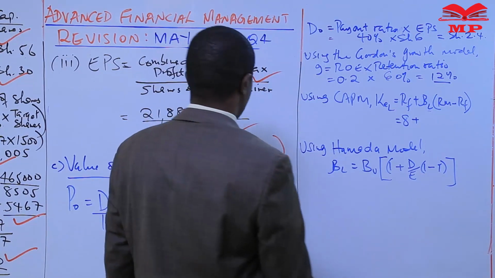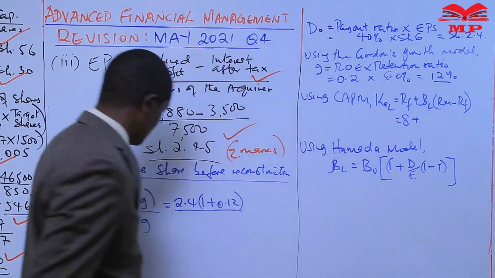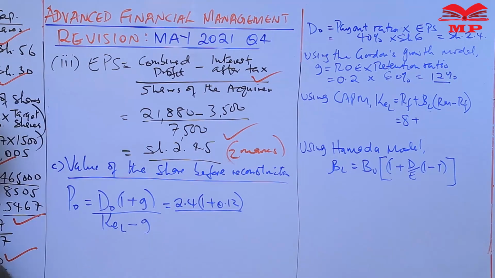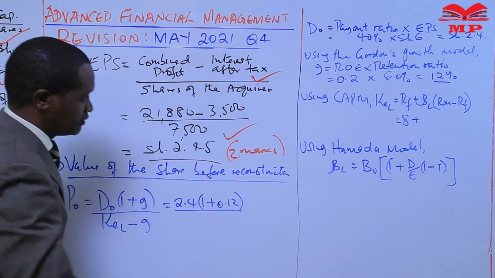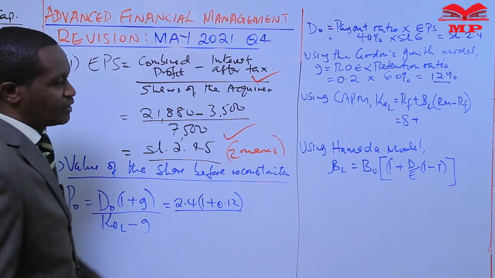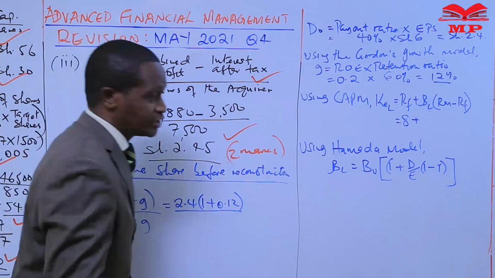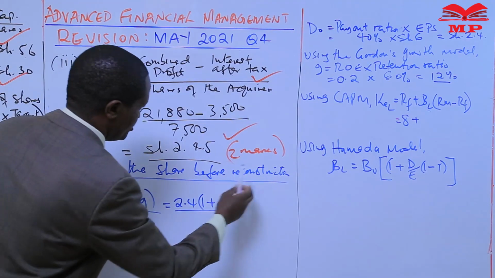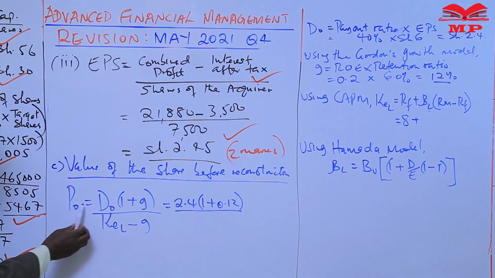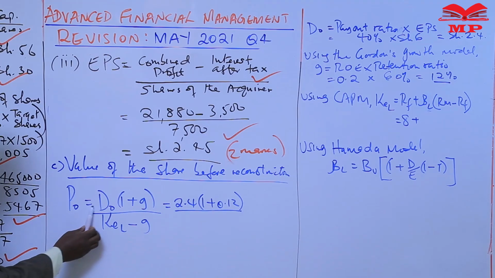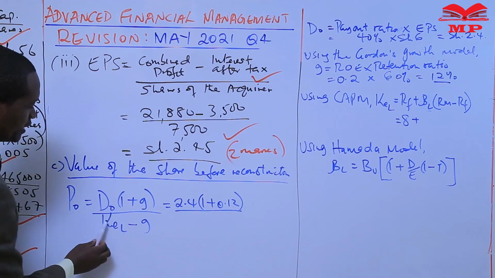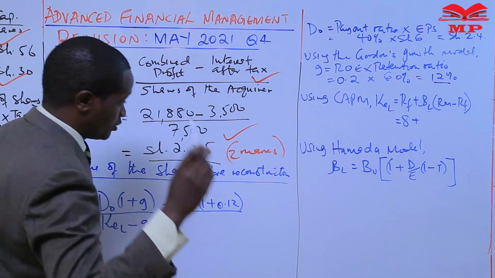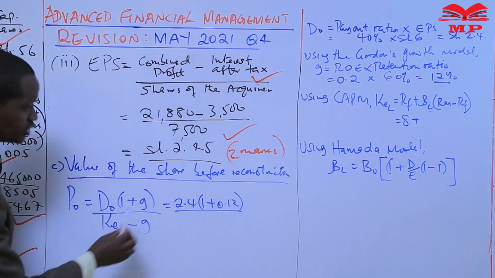And this cost of equity of the levered firm is what we need in determination of the value of the share before reconstruction. Okay, are you following, candidates? Are you following the process, mathematics? We are working out step by step. First of all, put down the formula. The value of the share before reconstruction, P naught, is equal to D naught times 1 plus G over KEL minus G. All these variables were not provided in the question.